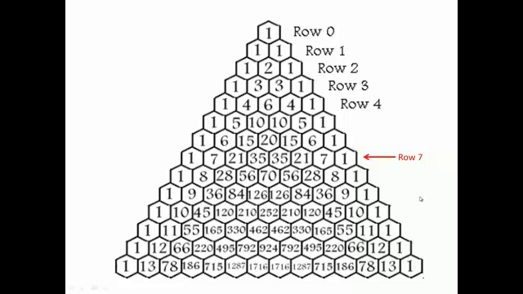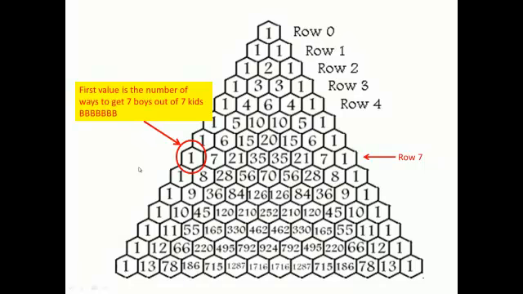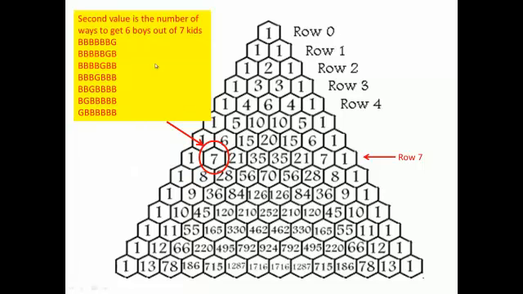So if I have 7 kids, I'm going to look at row 7, and the very first element tells me how many ways to get 7 boys out of 7 kids. If you think about it, there's only one way that they're all going to be boys. The second number says how many ways you are going to get 6 boys out of 7 kids. So how you read this, row 7, the first would be 7 boys, 6 boys, 5 boys, 4 boys, 3, 2, 1, and then no boys.